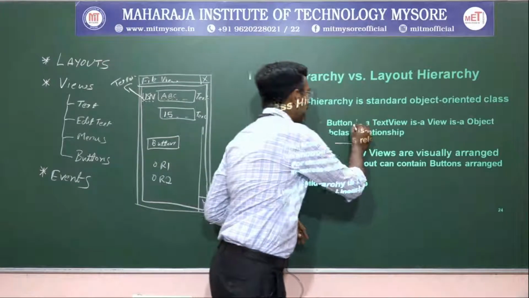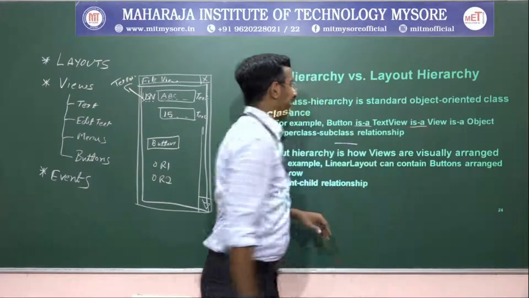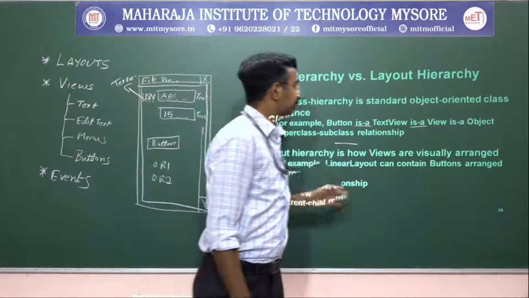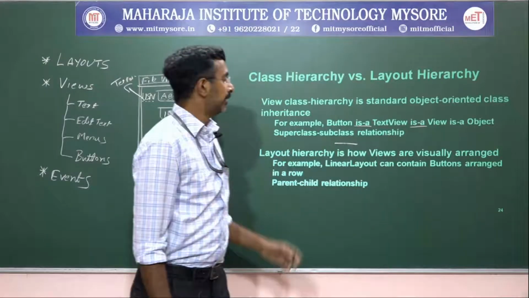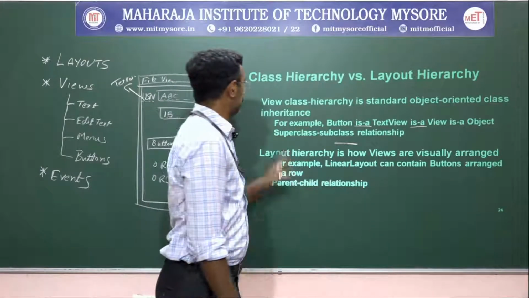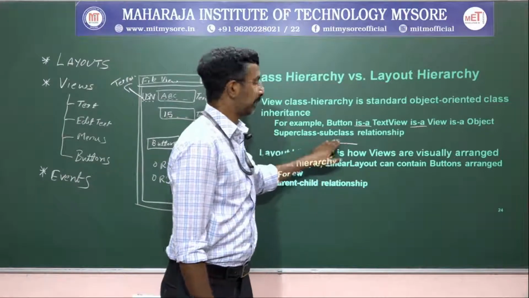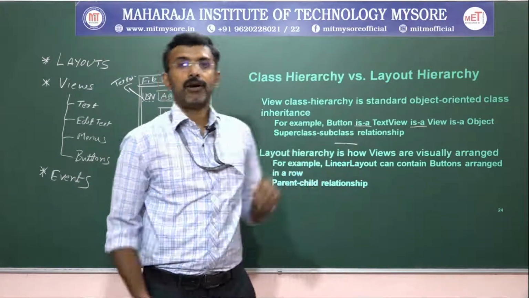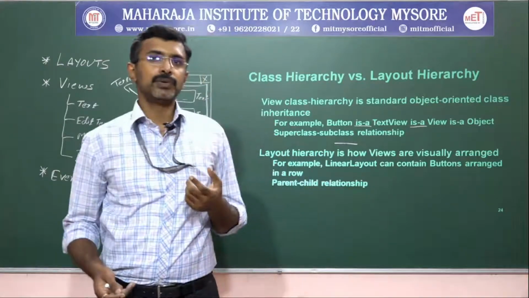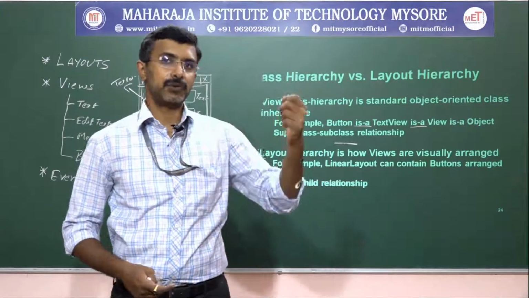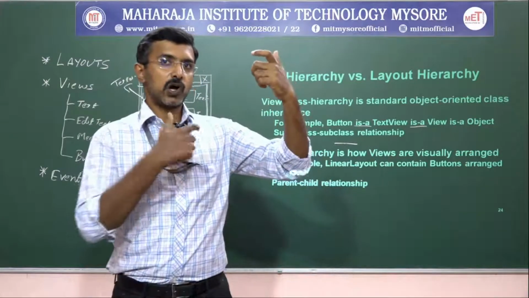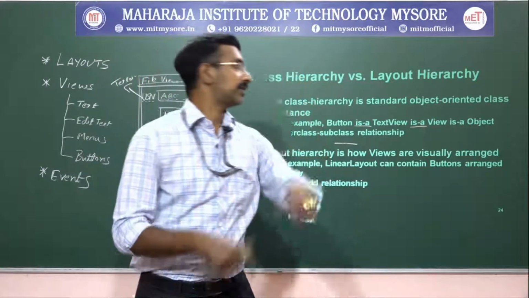This is very important: a button is a text view. A text view is a view, very good. A view is an object, so there is a superclass-subclass relationship. Every view is derived from a base class, View. So View is a base class, and all the views are derived classes.